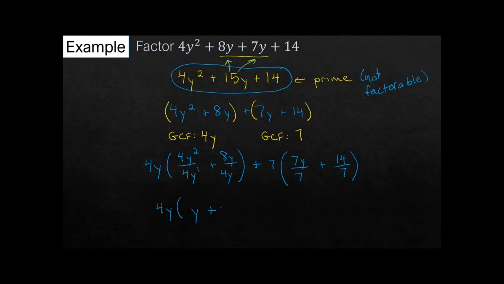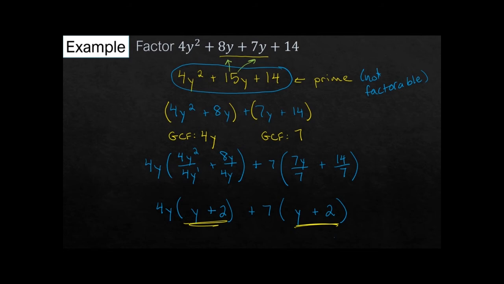Plus 8 divided by 4 is 2, and the y's cancel out. So we have y plus 2 in parentheses. And my plus 7, and then 7 divided by 7 is 1, and I'm left with a single y, plus 14 divided by 7 is 2. So again, the parenthesis parts match, which tells us we've done this part correctly. That means that, okay, we can keep going.